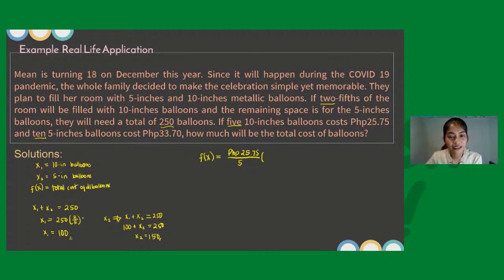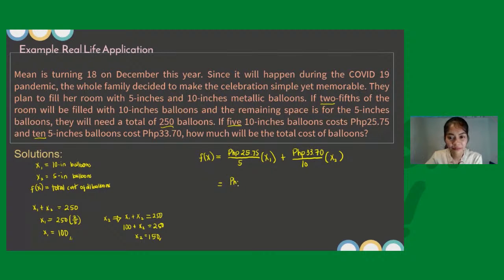So we have to multiply that kung ilan yung 10 inches balloon na kailangan natin, which is represented by x sub 1 plus, okay, the total cost naman nung 5 inches balloon. So we can write that as 33 pesos and 70 centavos divided by 10. And multiplying it with the pieces that we need, which is 150. So let's substitute the values of x sub 1 and x sub 2.